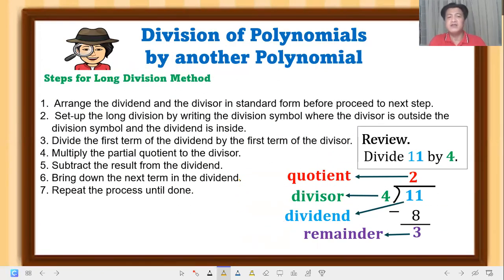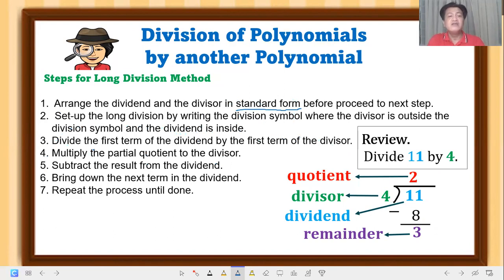First, arrange the dividend and the divisor in standard form before proceeding to step 2. Okay, anong ibig sabihin ng standard form? Pag sinabi po natin standard form, kailangan naka-arrange po yung ating polynomial na ang exponent ay from highest to lowest, meaning to say descending. Okay? So then, step 2, set up the long division by writing the division symbol where the divisor is outside, katulad ng ginawa natin dito, di ba? Nag-set up tayo, tapos yung divisor sa labas, yung dividend sa loob.